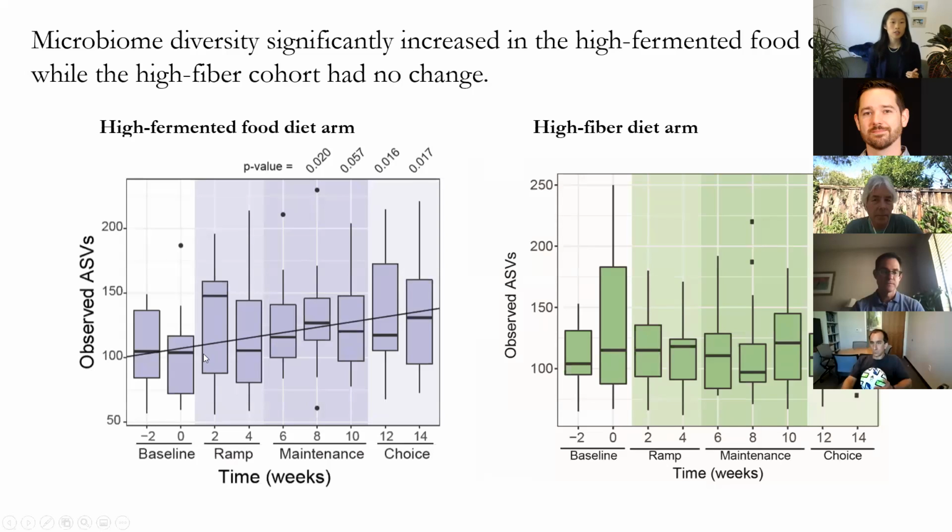So let's focus on the fermented foods here. You can see from baseline, they had around 100 microbes in their gut, and then this ticked up all the way into the choice period. So increases that were significant. What I really love about this plot is that it was most statistically significant in the choice period, which if you'll remember, they actually ate less than in the maintenance period. So this suggests that it's not just about the number of fermented foods you eat on any given day. It's also about the consistency and the longevity of you doing it over time. In the high fiber arm, we did not see this change in microbiome diversity, which we were surprised by.